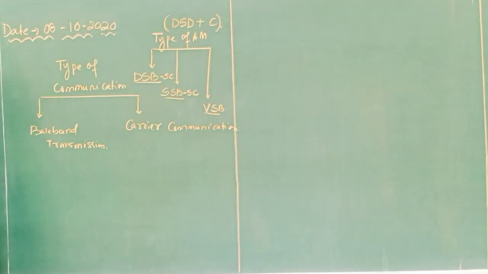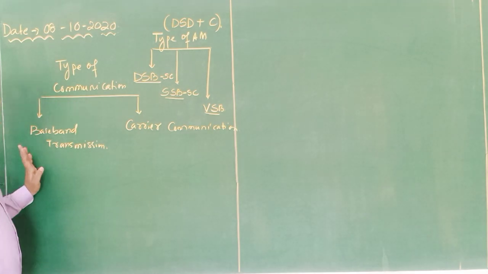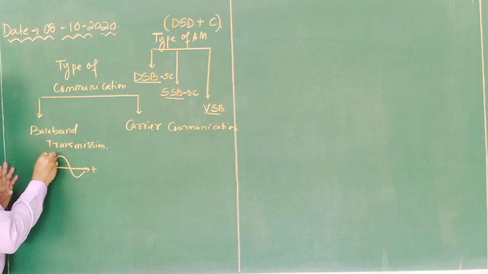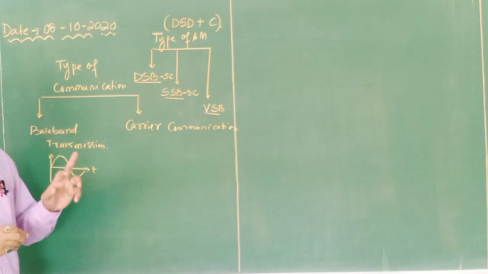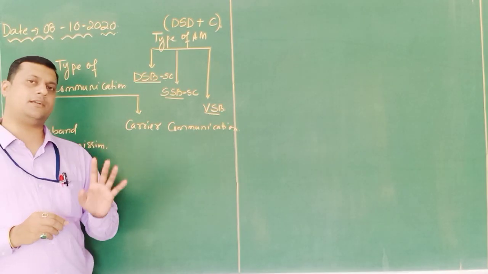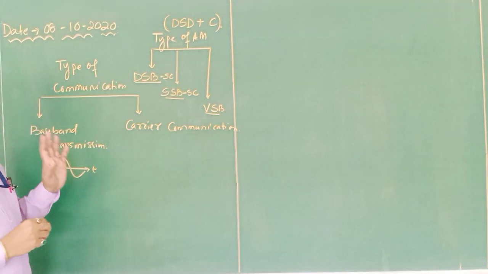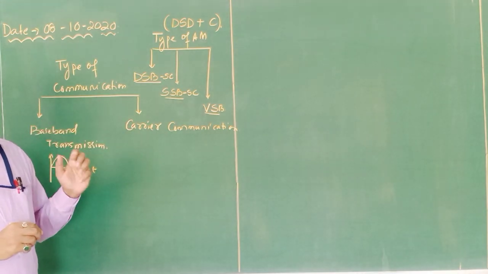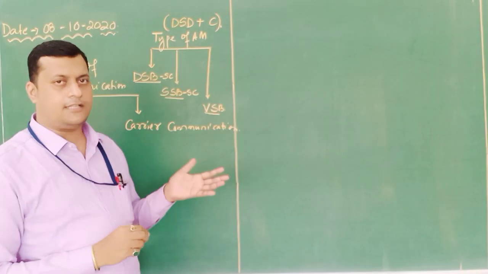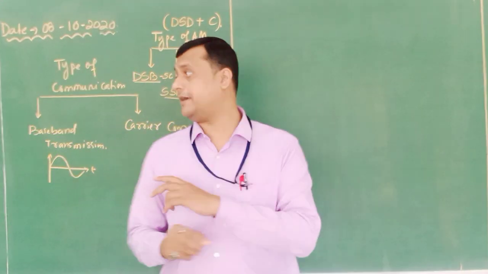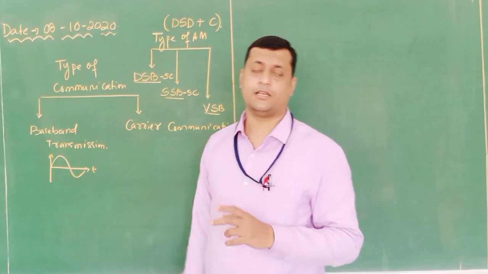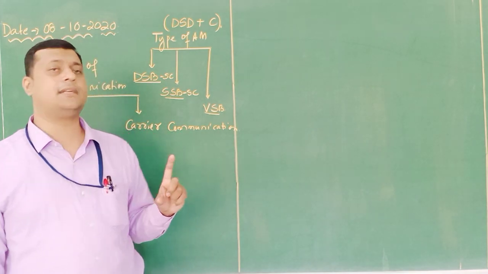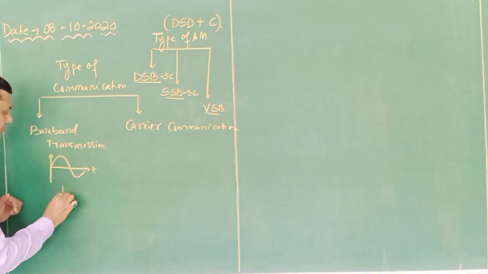In baseband, we are going to transmit only the modulating signal, which is of very low frequency, 3 kilohertz to 300 kilohertz. If the frequency is less, it will travel a lesser distance. If it is covering a short distance, then we prefer this baseband communication or baseband transmission. So baseband transmission means low frequency communication. The example of low frequency communication is the telephone.